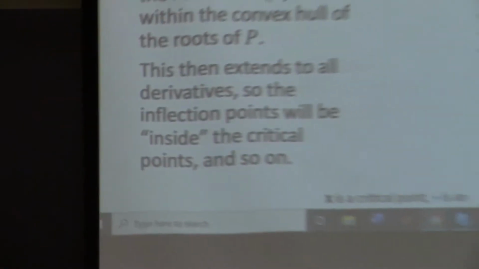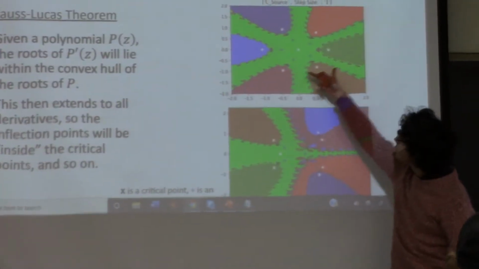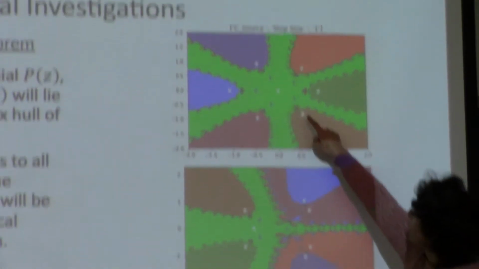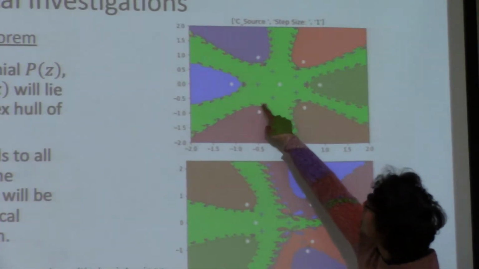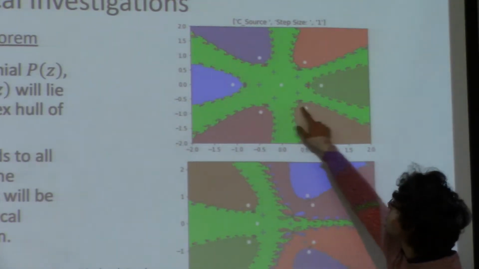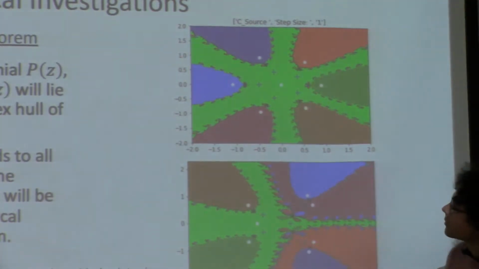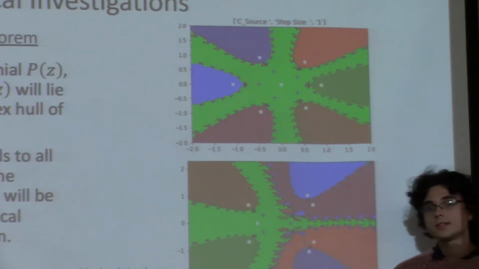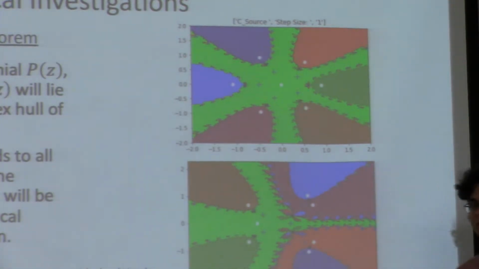You see here, interestingly enough, it's not inside all of them, but the critical points, which are hard to see here, but they're around the tips of these basins, are within the convex hull of the roots of the polynomial. So what does this mean? Well, sometimes it's hard to have f of x as something that's not a polynomial, just because of how simple it is to solve if it's a polynomial.